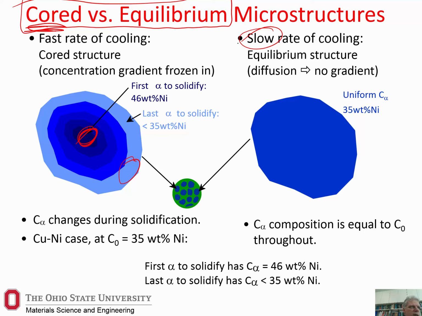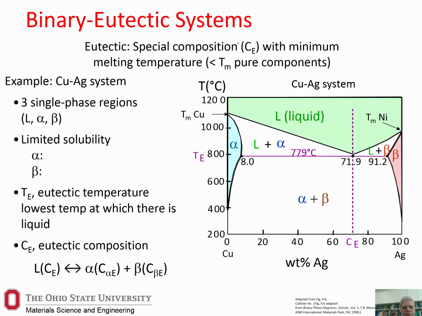And equilibration exercises like this are very commonly done in industry. They call it homogenization. This is one of the first steps in making steel or aluminum. You cast it, then you'll often homogenize it, and then you'll roll it, and that can give you really good structures.